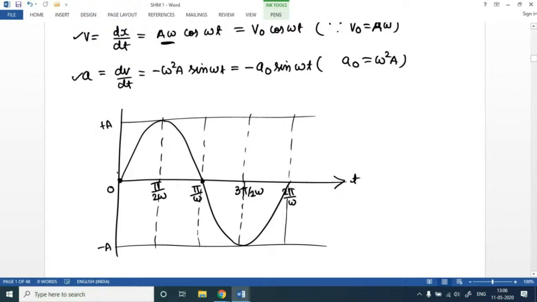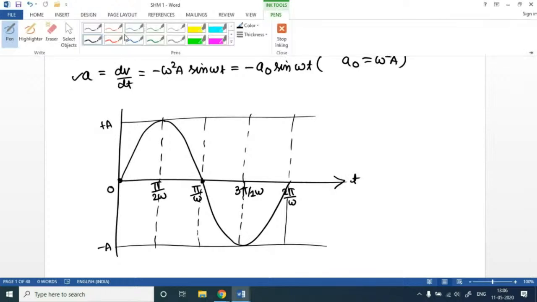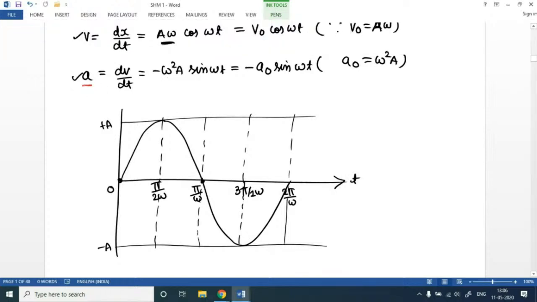Okay, so if this is a, we should also try to figure out what would be the amplitude, what would be the acceleration over here. So acceleration is nothing but minus omega square a sine omega t. Its amplitude is omega square a, so acceleration would be varying between a naught, which is omega square a, and minus a naught over here. So its graph will look something like this.